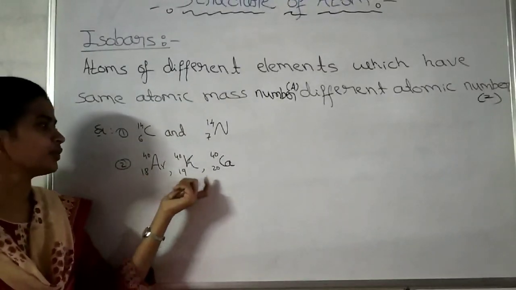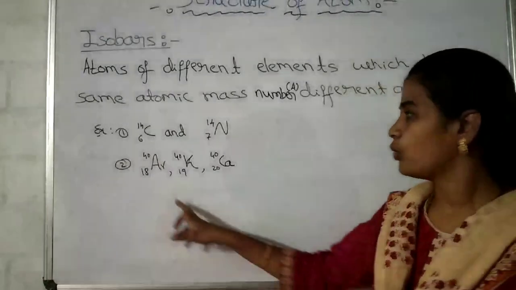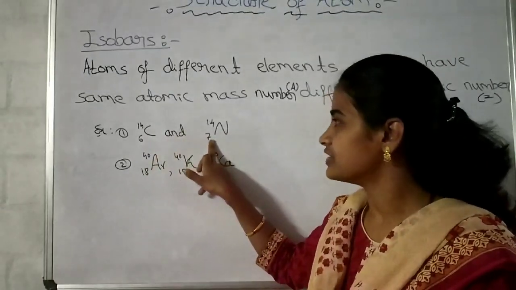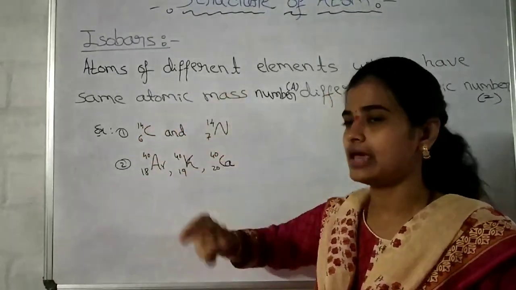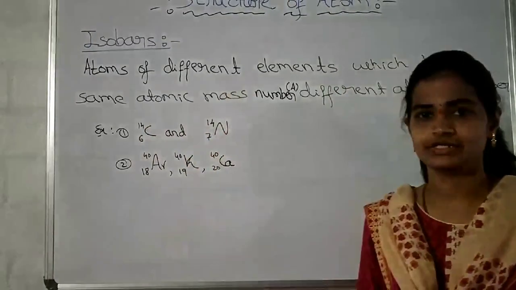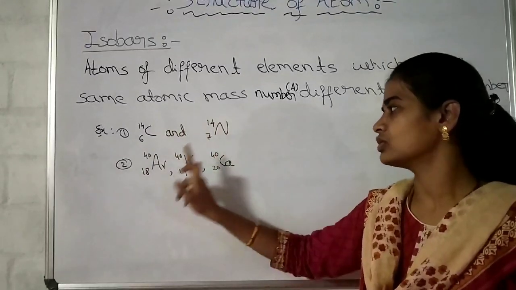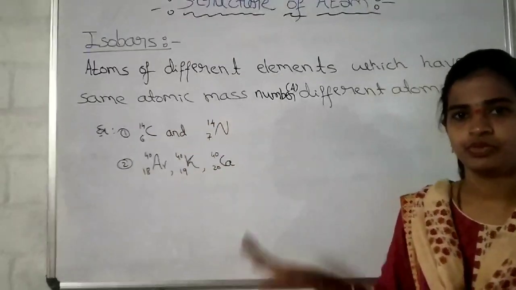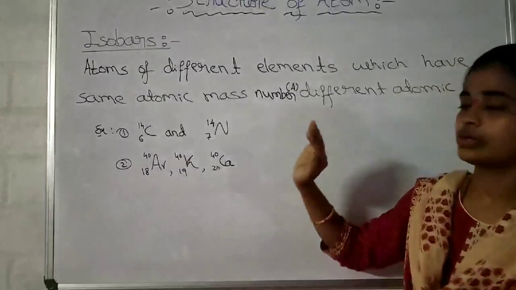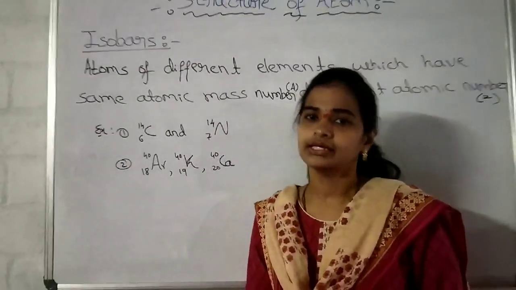And argon, potassium and calcium. You should remember the value of Z will be different and the value of A will be the same, and these both will also be of different elements. We are not taking carbon with carbon, we are taking carbon, nitrogen, argon, potassium, calcium, like that. What you should remember? You should remember the definition of the isobars as well as the respective examples.